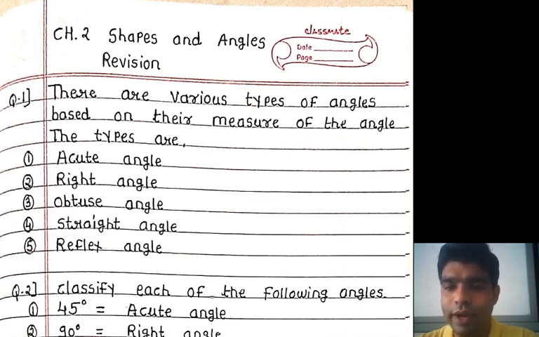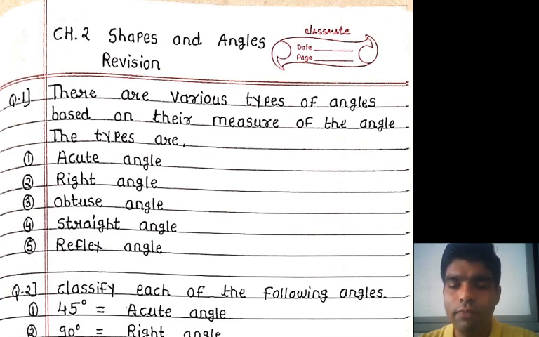First one is acute angle. Second one is right angle. Third one is obtuse angle. Fourth one is straight angle, and the fifth one is reflex angle. Now you have to discuss the angles one by one.